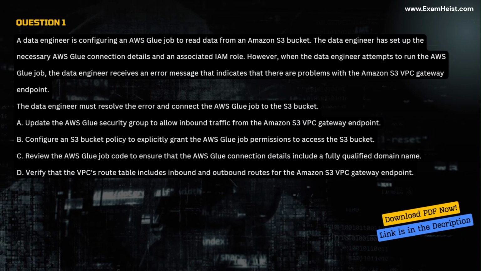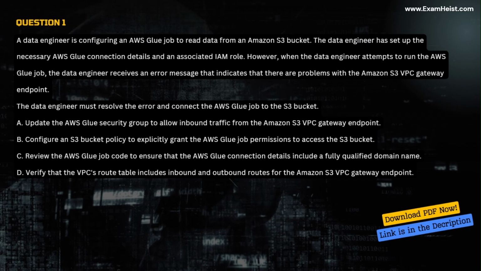Question 1. A data engineer is configuring an AWS Glue job to read data from an Amazon S3 bucket. The data engineer has set up the necessary AWS Glue connection details and an associated IAM role. However, when the data engineer attempts to run the AWS Glue job, the data engineer receives an error message that indicates that there are problems with the Amazon S3 VPC gateway endpoint. The data engineer must resolve the error and connect the AWS Glue job to the S3 bucket.